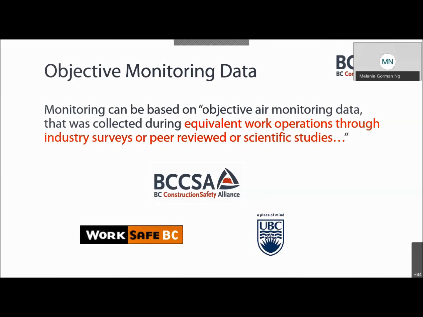What if the data is in a peer-reviewed study that's behind a paywall? So we thought we would try and come up with something to help people to access this data, because there was data out there on silica exposure, but we wanted to put something together to connect the industry with the data in a way that would be easy for them to use. So the BCCSA partnered with the University of British Columbia, the School of Population and Public Health. There's a hygiene department there, and WorkSafe BC, and we created a steering committee to come up with a solution to this problem for the industry.